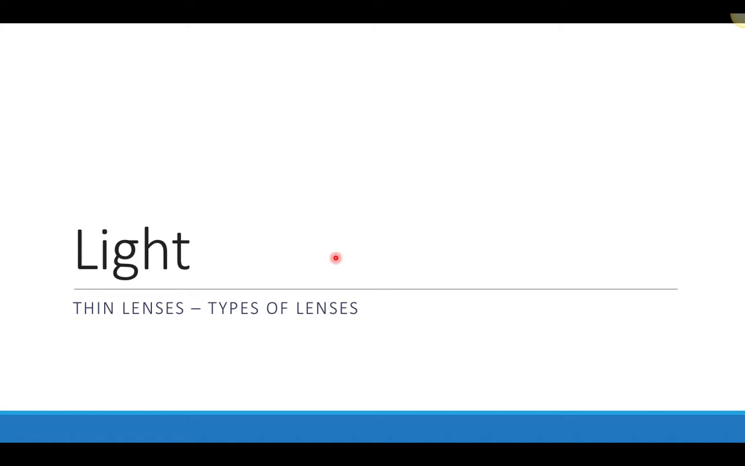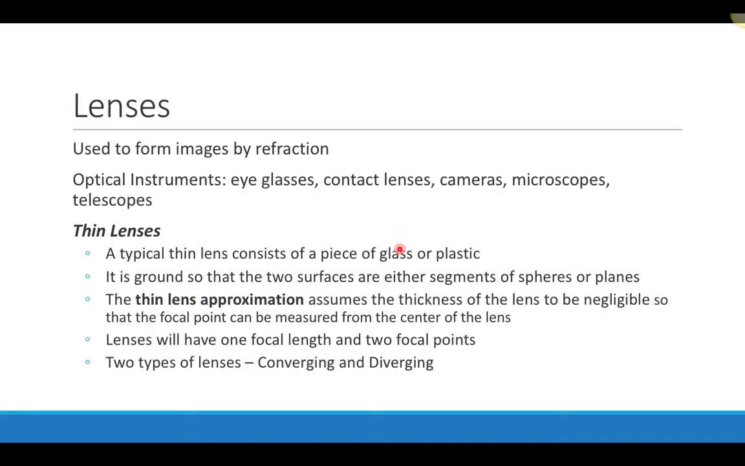So it turns out that thin lenses are one application of refraction that we actually use on a daily basis. And there's different types of lenses, so we're going to talk about these different types of lenses. As I mentioned, these thin lenses have a lot of uses that we see every day: eyeglasses, contact lenses, cameras, microphones, telescopes.